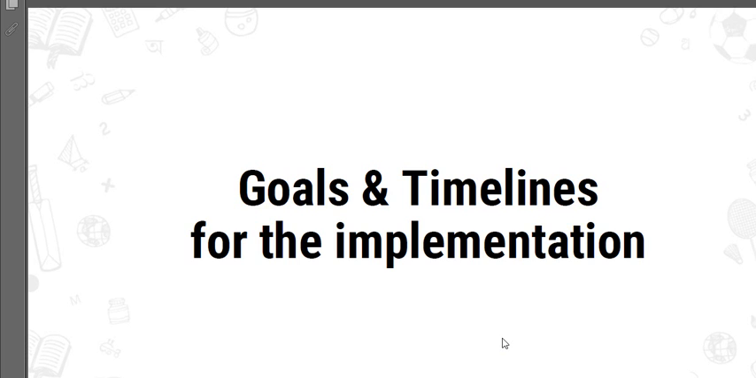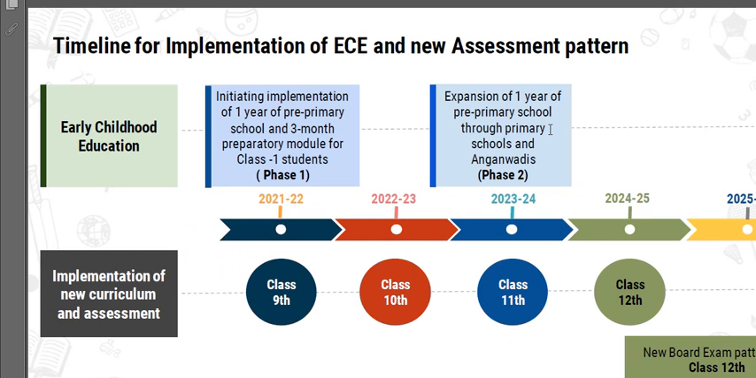Now about goals and timelines for the implementation. Timelines of implementation of ECE and new assessment pattern. Early childhood education: initiating implementation of 1 year of pre-primary school and 3 months preparatory models for class 1 standard, phase 1. Expansion of 1 year of pre-primary school through primary schools and Anganwadis, this is phase 2. Implementation of new curriculum and assessment.